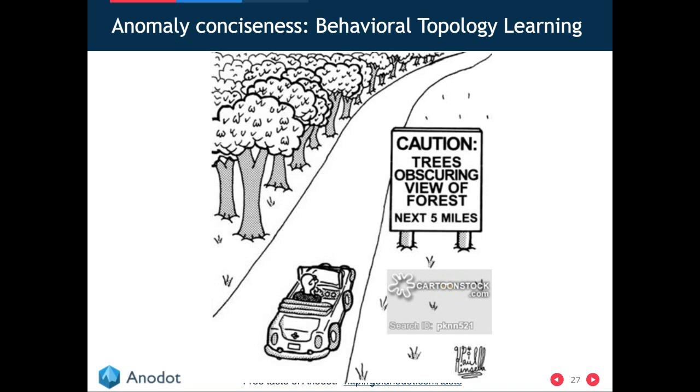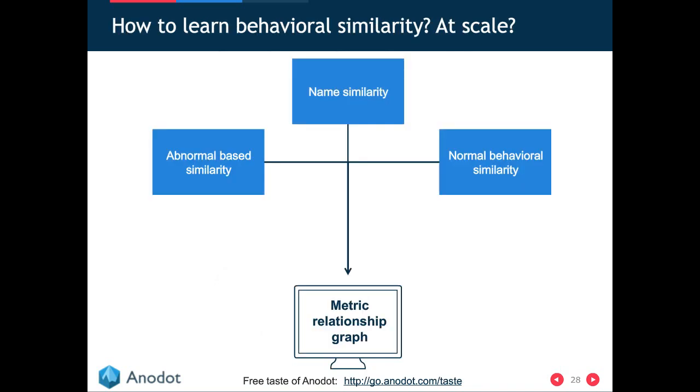So the approach, as I mentioned, that we have taken is that we detect anomalies at a single metric level, but then we combine them based on similarity of their behaviors. So how do you do that, and how do you do that at scale? Really our approach has been to look at 3 different types of inputs, automatic inputs that we have from the metrics, and combine them into metric relationship graphs.